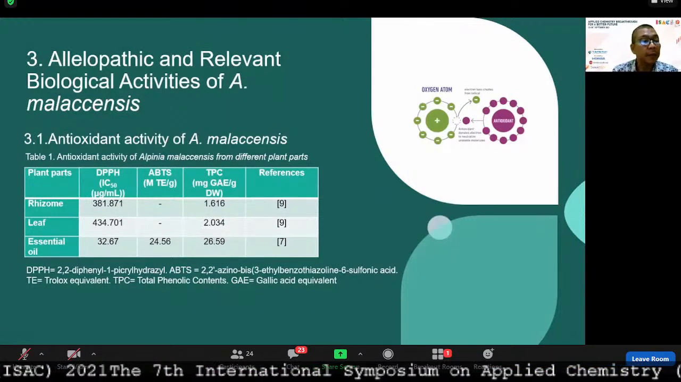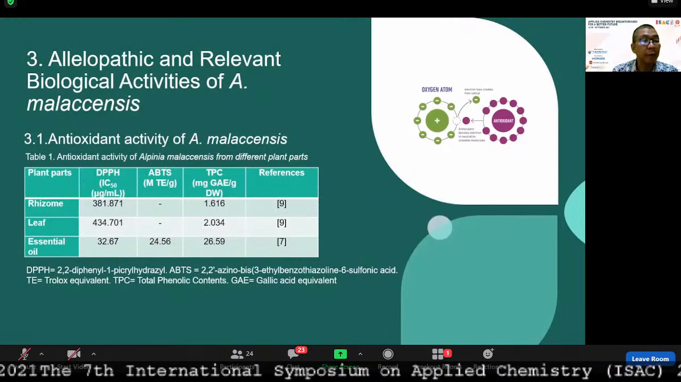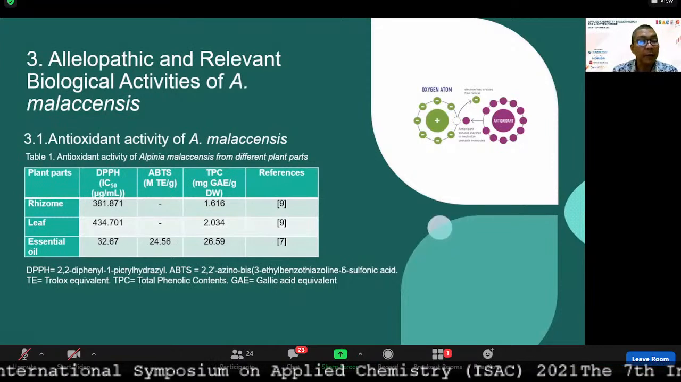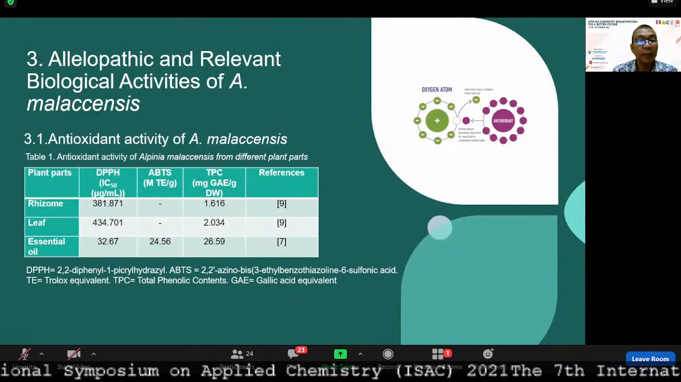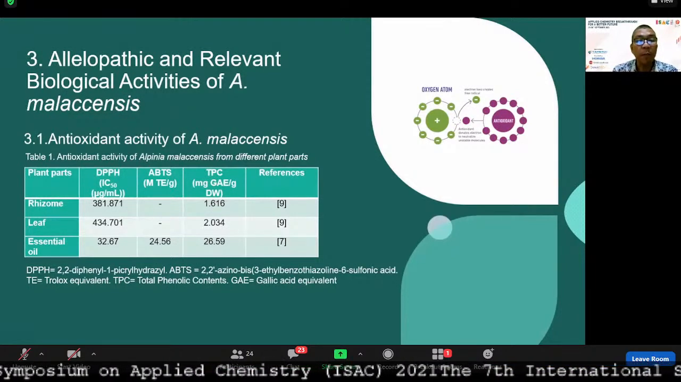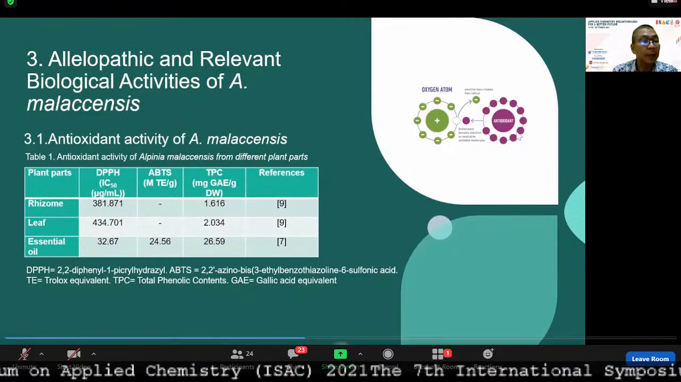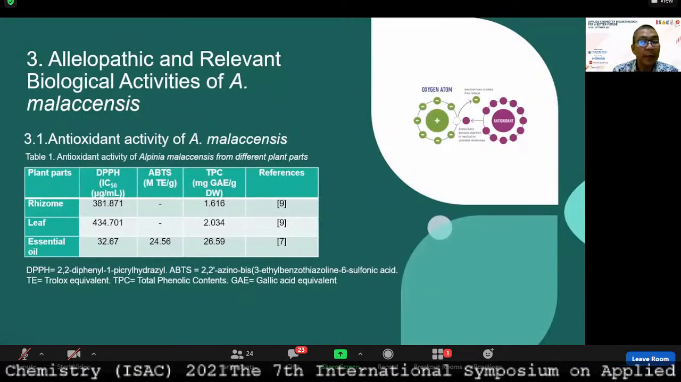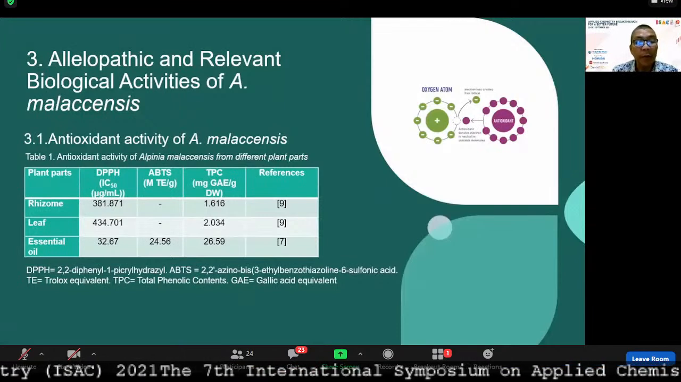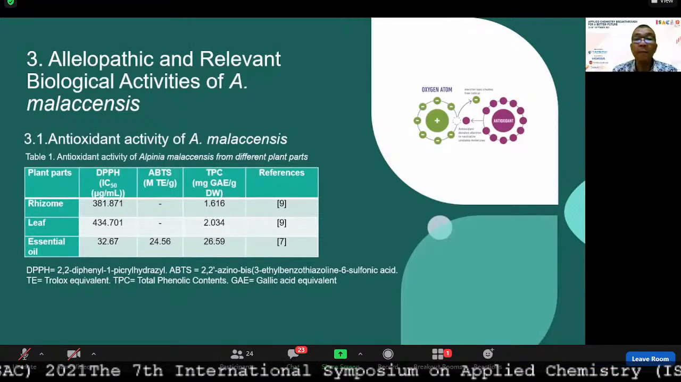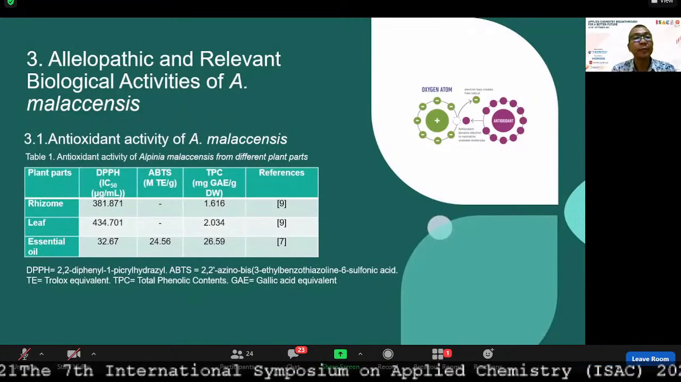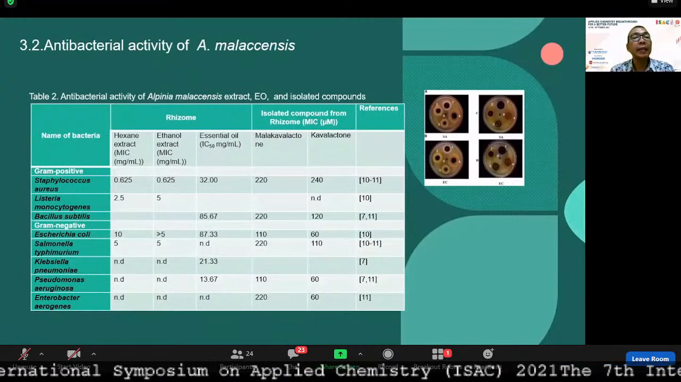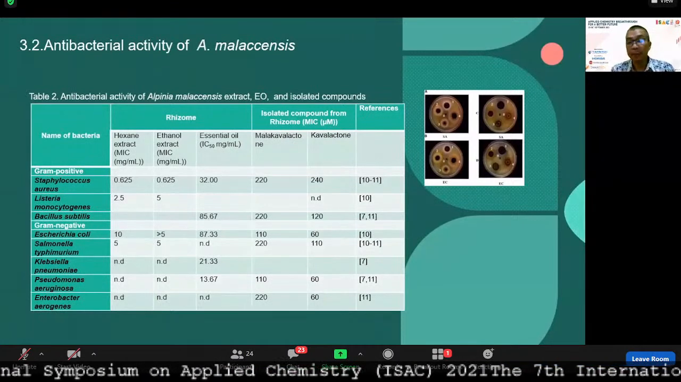26.59 milligrams gallic acid equivalent per gram, then the rhizome and leaf extracts. It seems the essential oil from A. malaccensis possesses more active components than the rhizome and leaf against DPPH and ABTS. Antibacterial activity of A. malaccensis.